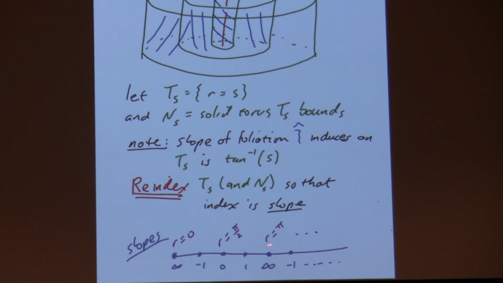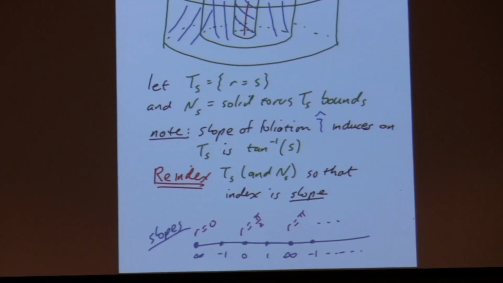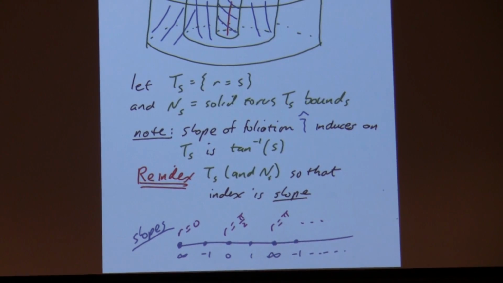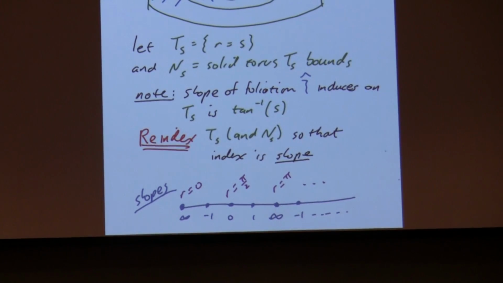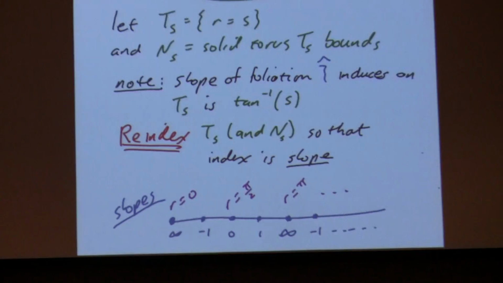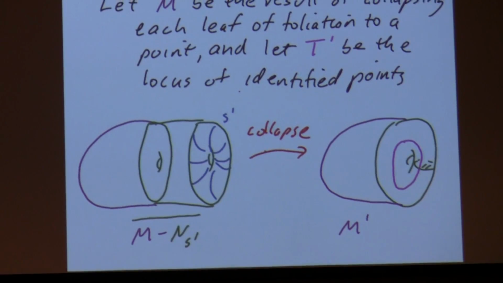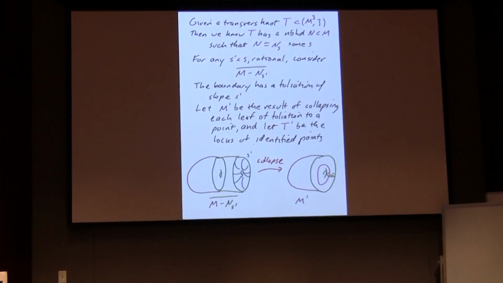OK, so yeah, this is what happens. As you move out your radii, as you go out, you start hitting the slopes infinity, -1, 0, and so on. OK, so that's the picture. We should be really familiar with this because we're going to be using it over and over and over again. But let's move on. So what is transverse surgery?